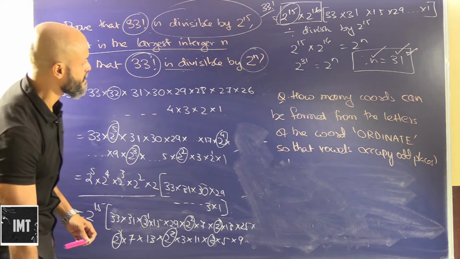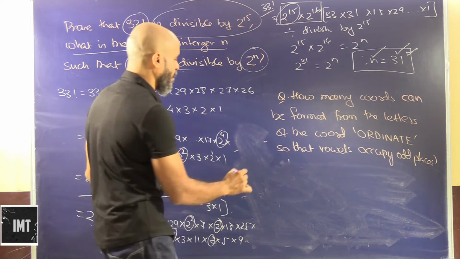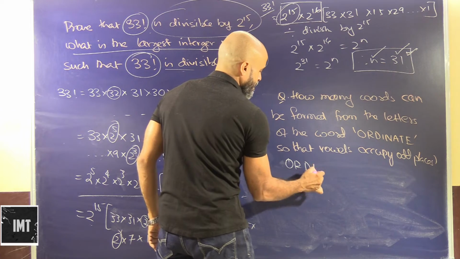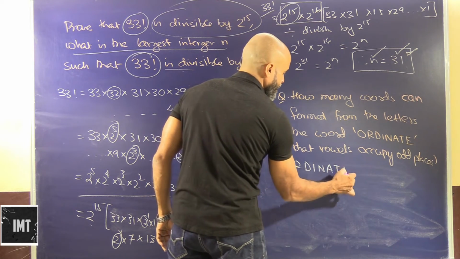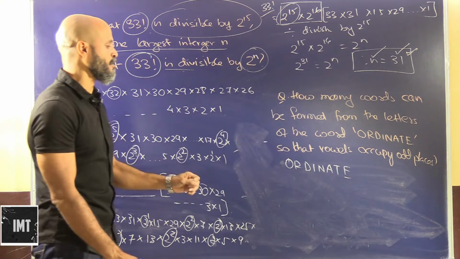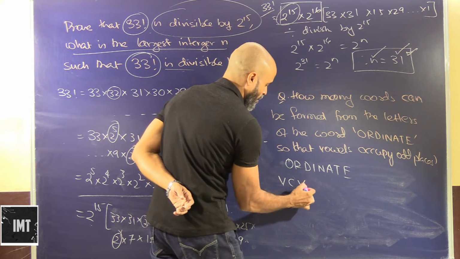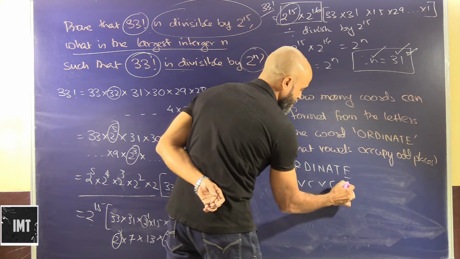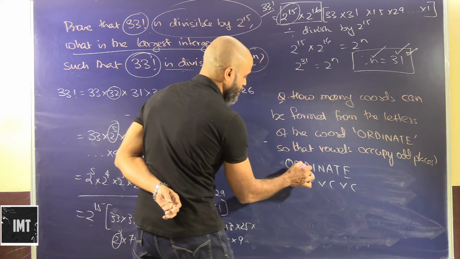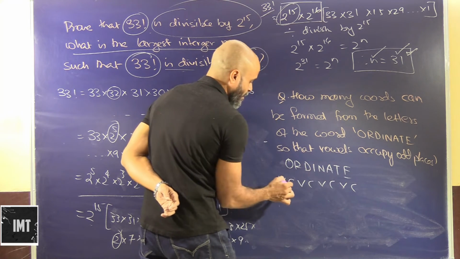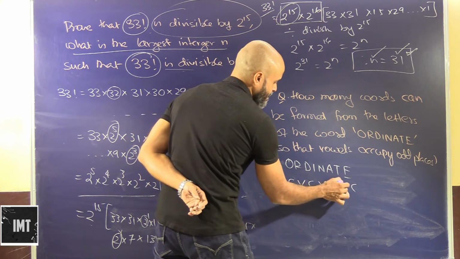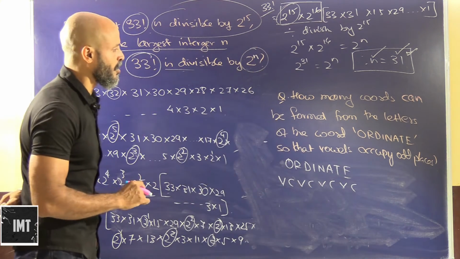How many words can be formed from the letters of the word ordinate, so that vowels occupy odd places? So we have vowels, consonants, vowels, consonants, vowels, consonants, vowels, consonants. 1 2 3 4 5 6 7 8. So vowels are going to occupy odd places.